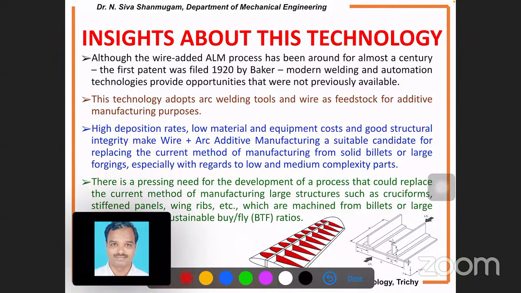Correct, friends? So this integrity makes wire and arc additive manufacturing a suitable candidate for replacing the current method of manufacturing from machining of solid billets or going for large forgings, especially with regard to low and medium complexity parts. Sir, why are you not going for high complexity parts? At the end of the lecture, you will be aware of why I am not highlighting high complexity parts.